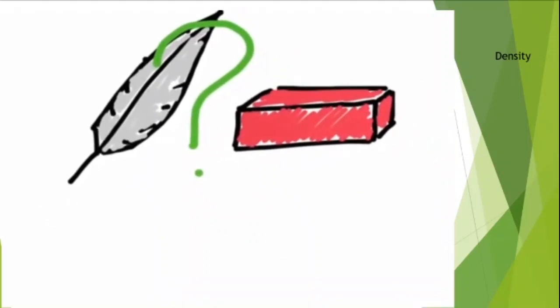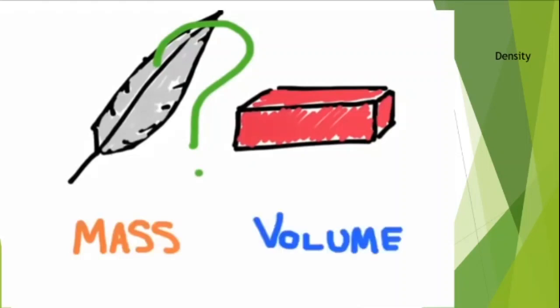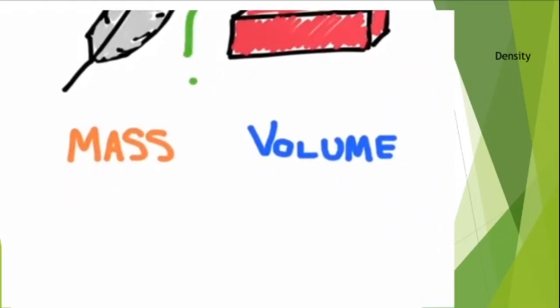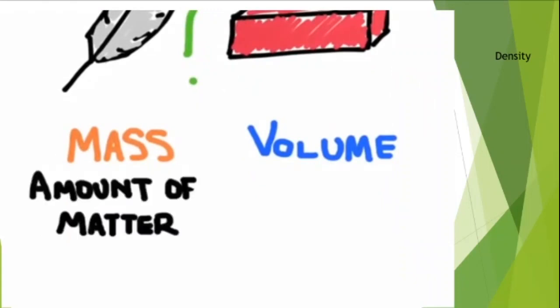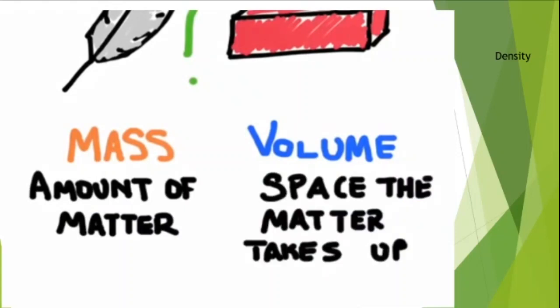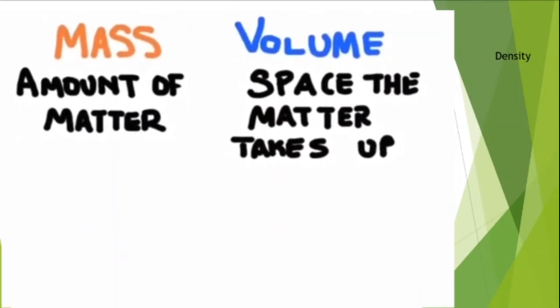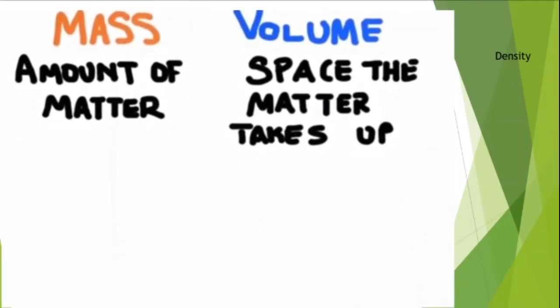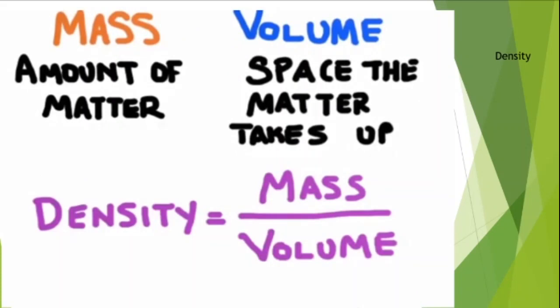Density relates two units that are commonly used to describe matter: mass and volume. Remember that mass is a measure of the amount of matter, or how much stuff there is, and volume is a measure of how much space that matter takes up. When we put these units together, we come up with density. And so density is the amount of matter per unit of volume. And we could calculate density using the following equation. Density is equal to the mass of an object divided by its volume.